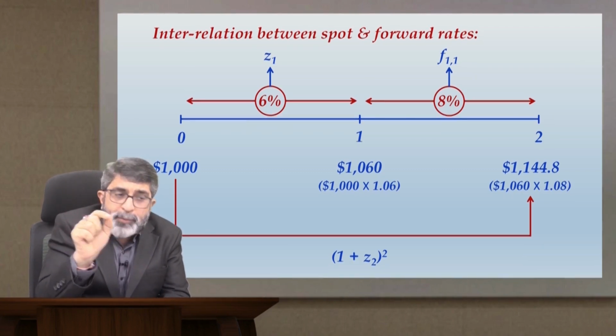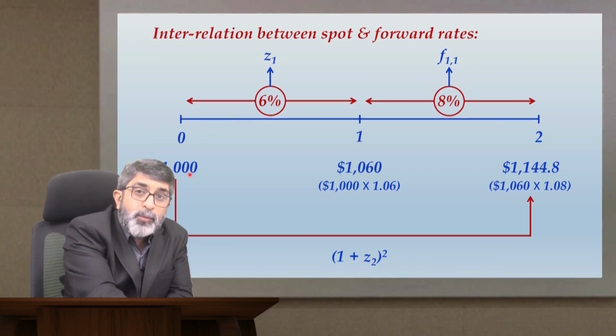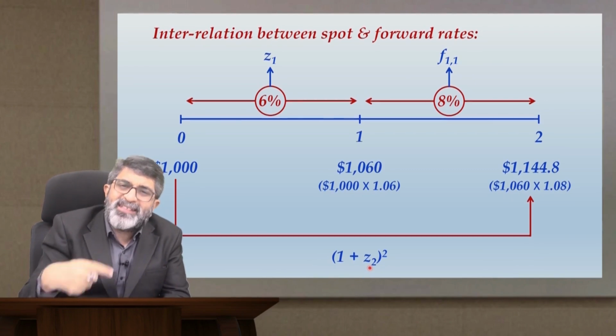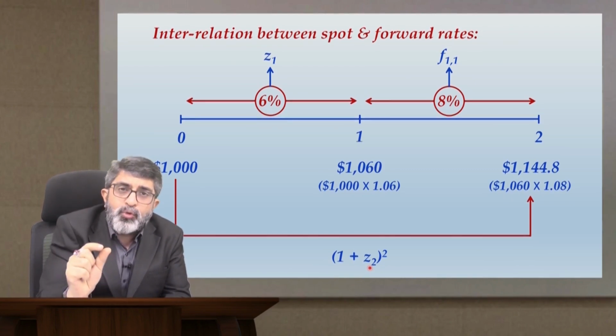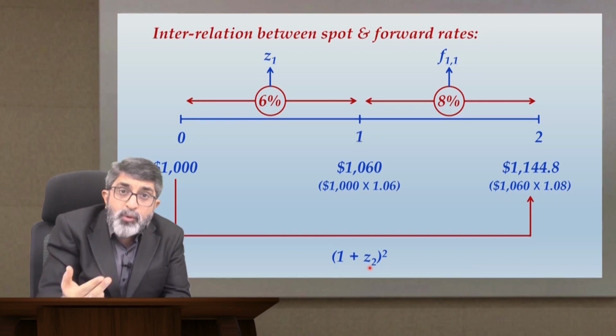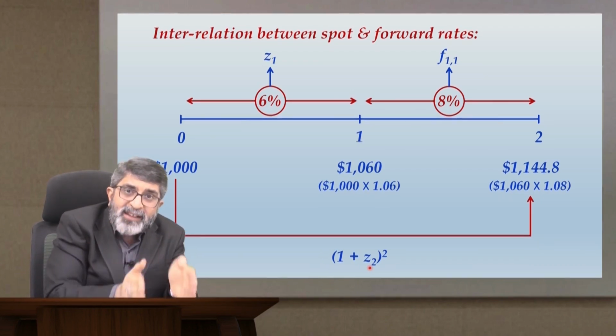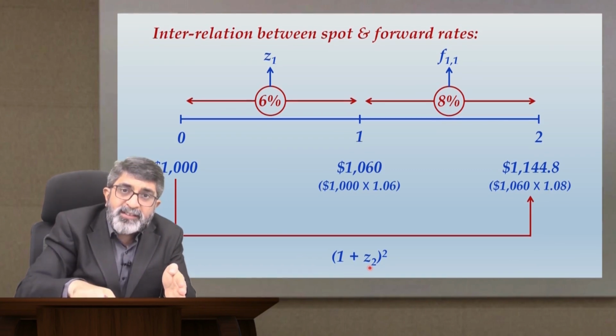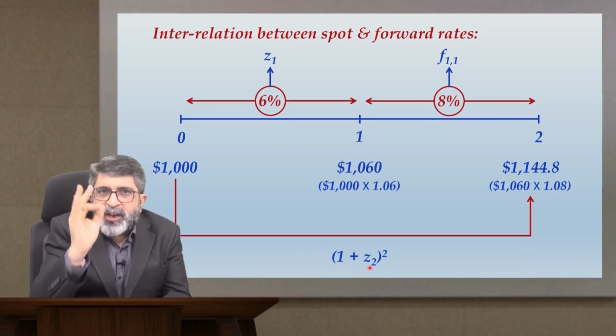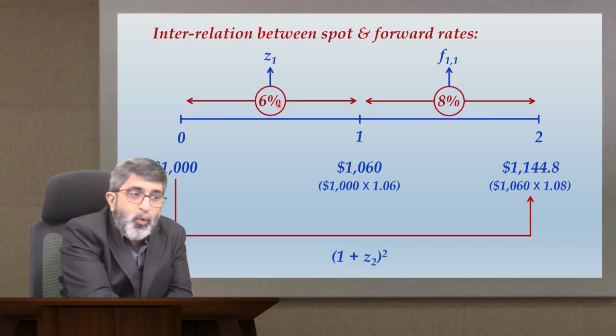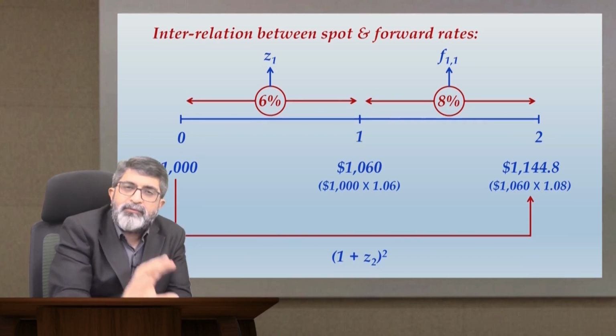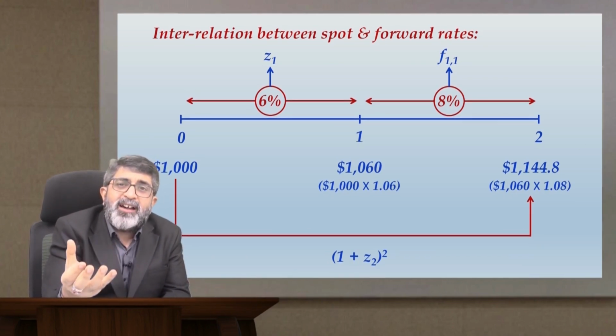But look at the pattern of computation. On 1000, what factor would you multiply to arrive at 1144.8? You will multiply 1 plus Z2 raised to 2, because compounding will happen once every year. Z2 or S2 is the spot rate for 2 years, but because compounding is going to happen, you take the base amount as $1,000 into 1 plus Z2 raised to 2. So the point is, I knew Z1 and I also knew F1,1. What I don't know is Z2. But once you connect these values, it is easy to determine Z2.